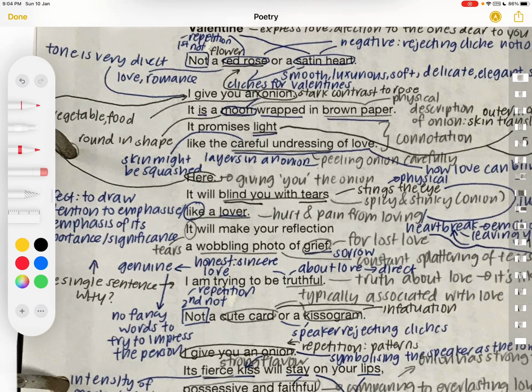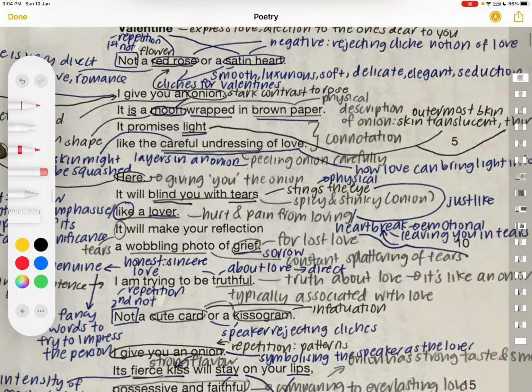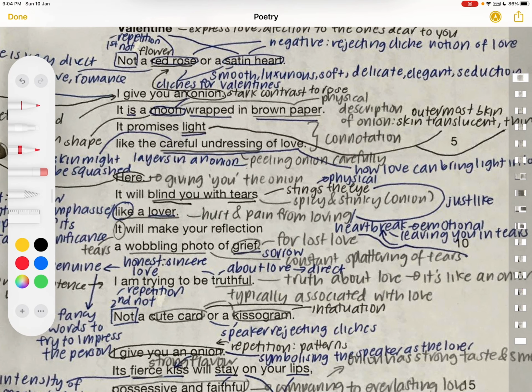The use of the word "undressing" also in its denotation is about peeling the onion carefully, because there are different layers in an onion, and that is similar to love, where we have to undress love or handle love carefully, and often there are many different dimensions to love and how we treat it and how we should go about tackling this idea. So the poet is trying to strike a similarity between the careful undressing of love and the careful undressing of an onion when we peel onions.